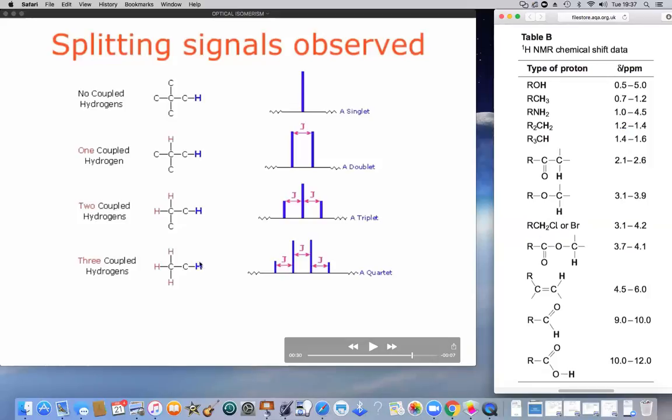Last example, we have the proton in blue here. It's attached to carbon. Look at the carbon next door. 3 protons attached. So n+1 rule, 3 + 1 is 4. So we get what is called a quartet. So two parallel peaks in the middle, which are higher than the two on the outside. The J is just an indication of how far apart the different peaks are, and it's trying to make the point that the spacing is equal between them all.